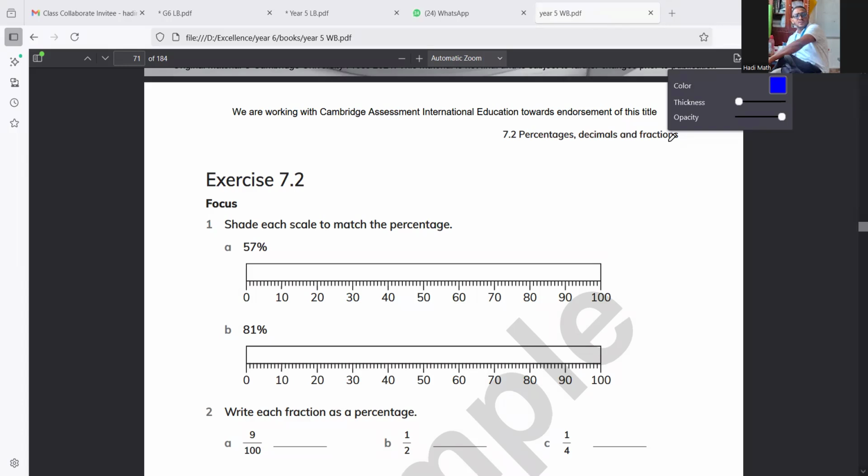Question number 1, they ask you to shade each scale to match the percentage. Like in A, they say to match 57%. Like if you see this is 0, 10, 20, you go to 50, and then you say this is 51, 52, 53, 54, 55, 56, 57. So you shade from 0 up to what? Up to 57.